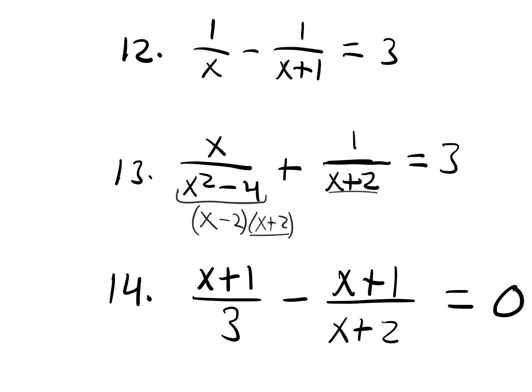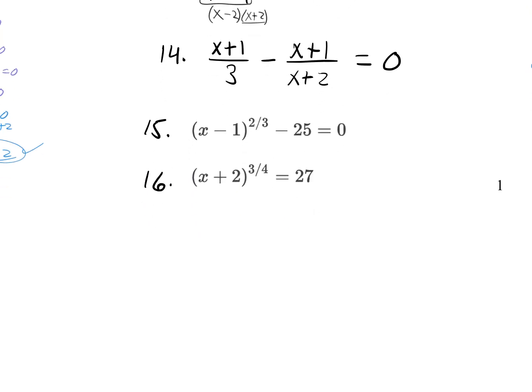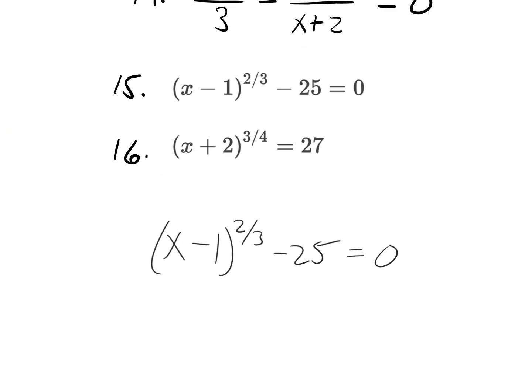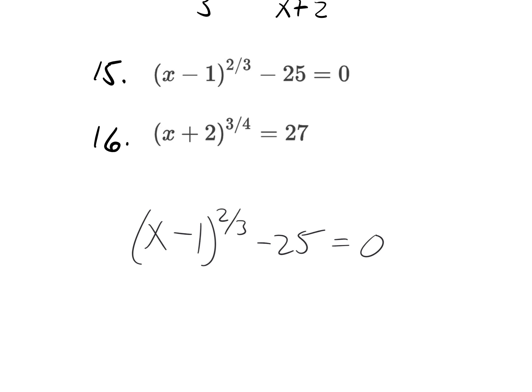Okay, what else can we do? Let's try 15 together, and then we can finish there. Okay, so 15 is one with a fraction in the exponent. So you maybe see something like this. So with the fractional exponents, you want to treat them the same way that you would the radical equations. In the radical equations, we wanted the radicals by itself. But here we want the expression that has the fraction and the exponent. We want that by itself.